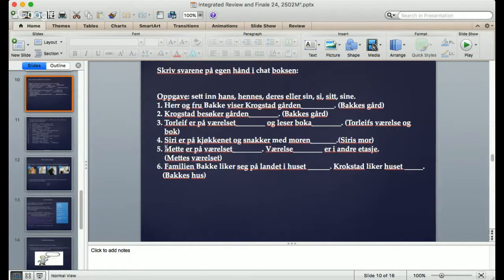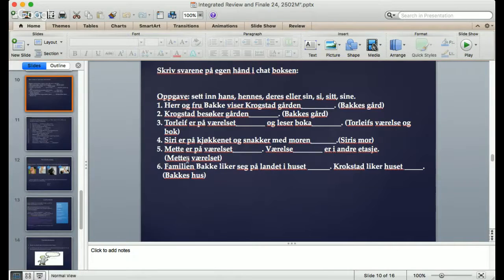Okay, number fire. Siri på kjøkkenet og snakker med moren. So Siri is in the kitchen and talking with her mother. It's Siri's mother. If you look at this, moren is the object, and it's Siri's mother. So here we can use sin, sitt, or sina, but because it's moren, mother is actually a feminine word, but a lot of times the feminine words have taken the masculine article. In this case, it has an en at the end, so we'll use the masculine pronoun, which would be sin. So the right answer for number 4 is Siri på kjøkkenet og snakker med moren sin.